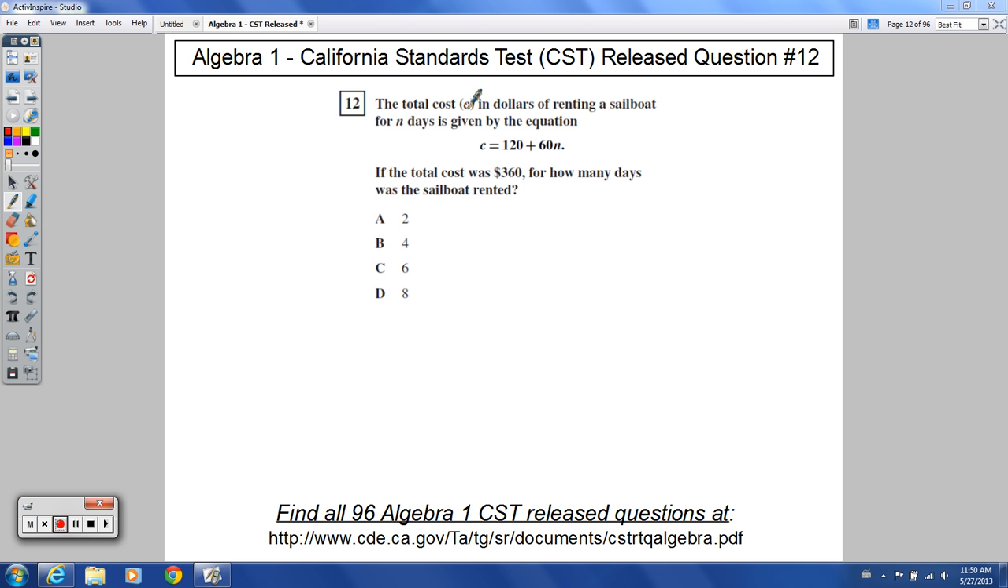It says the total cost, C, in dollars of renting a sailboat for N days is given by the equation right here. C equals 120 plus 60 times N. So it looks like they charge you $120 right off the bat without even renting it for a single day. If you plugged in the zero, you'd have $120. So you just said, I want that sailboat right there. Okay, give us $120 plus $60 for each day that you rent it for.